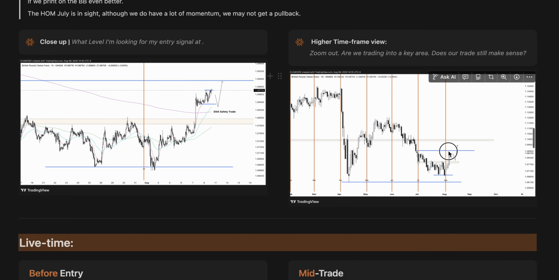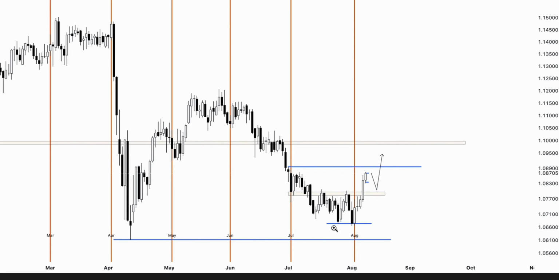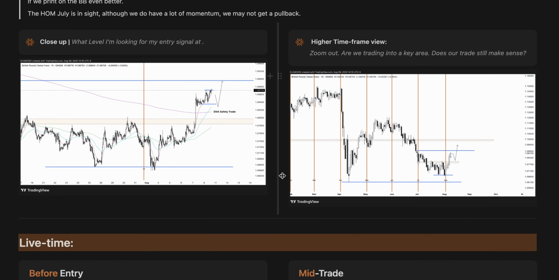GBP/CHF. So we had the low of the month here, new month opened, and we immediately went long. So now we have this area here. I'll be looking for longs if we pull back to this area here. So it's the top of the range. Very simple.